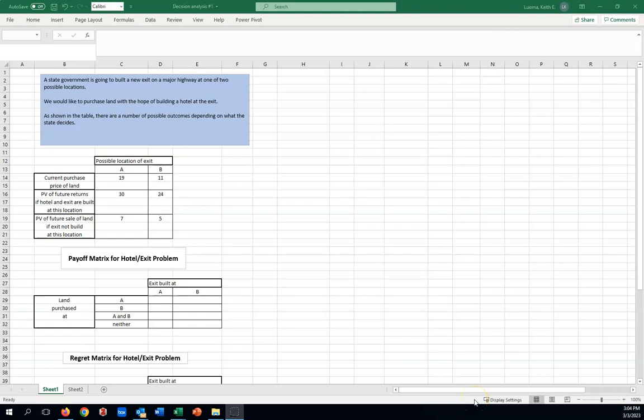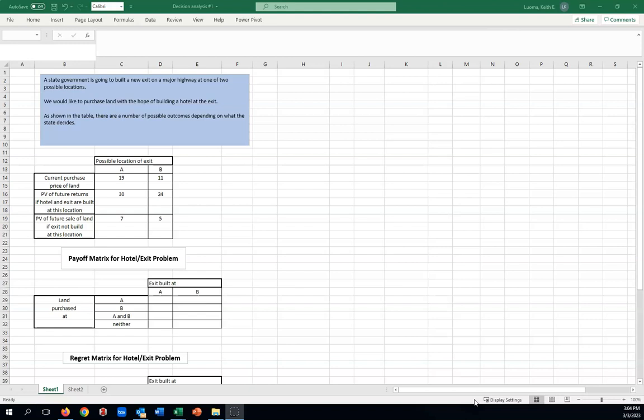We're going to look at a problem here and analyze it using several different decision rules from the area known as decision theory or decision analysis. So at the top here, suppose we have a state government that's going to build a new exit on a major highway at one of two possible locations. And we would like to purchase land with the hope of building a hotel at the exit.